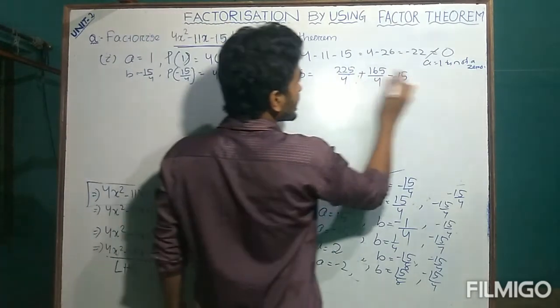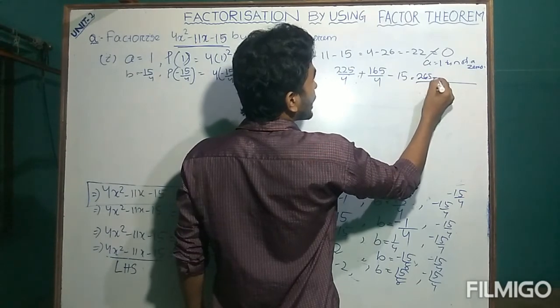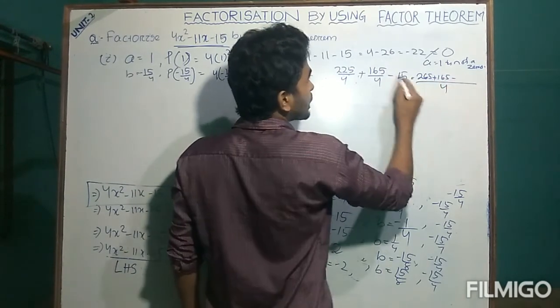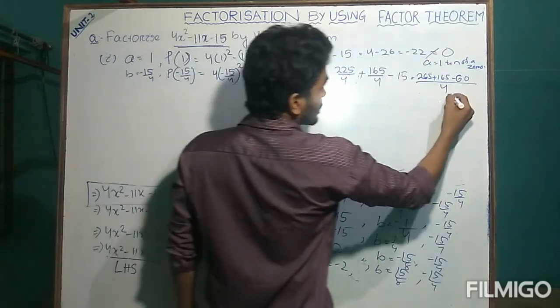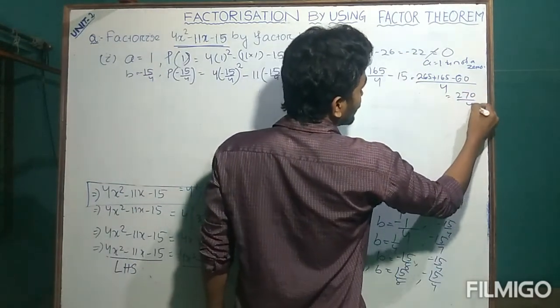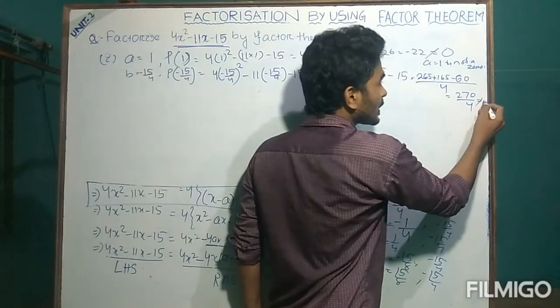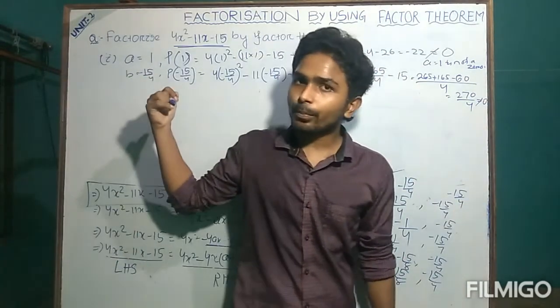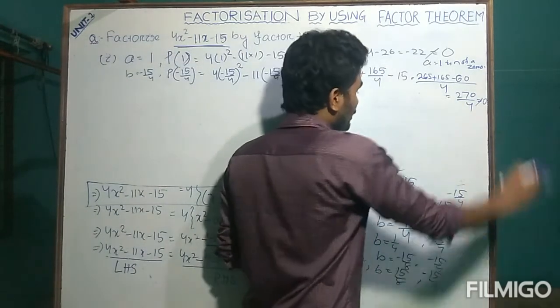Now 4 is taken as LCM. So it will be 225 plus 165 minus 15 into 4 is 60. Okay. So the result will be 270 by 4 after subtraction and addition. So it is also not equal to 0. Then you can say yes, b is equal to minus 15 by 4 is not a 0 or root of the polynomial. Okay.